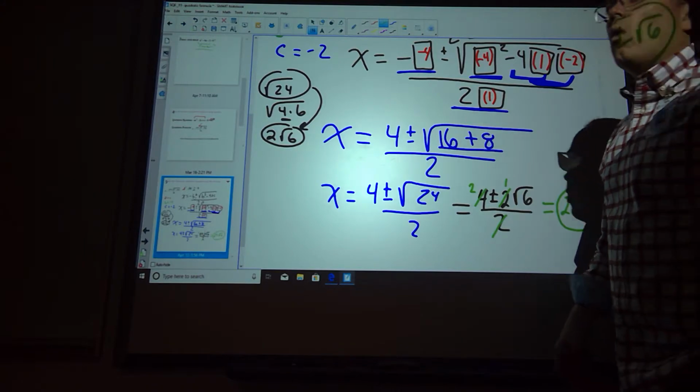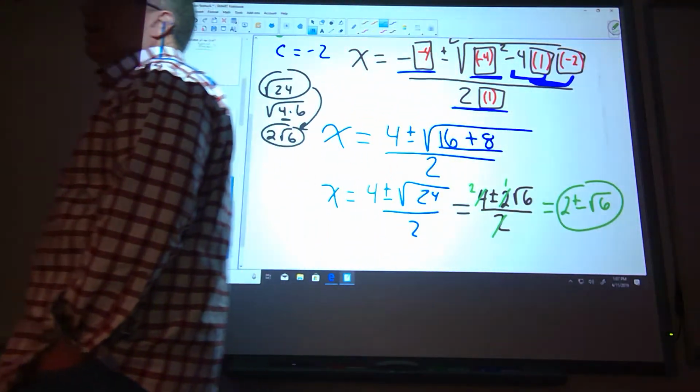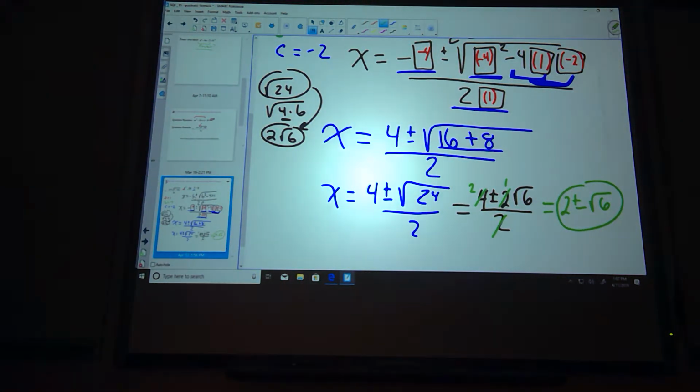Just forget stuff. Or you rely on your calculator and you plug it in. You want to know how dumb a calculator is? It does exactly what you tell it to do. So if you go negative 4 squared, it gives you an answer of negative 16.